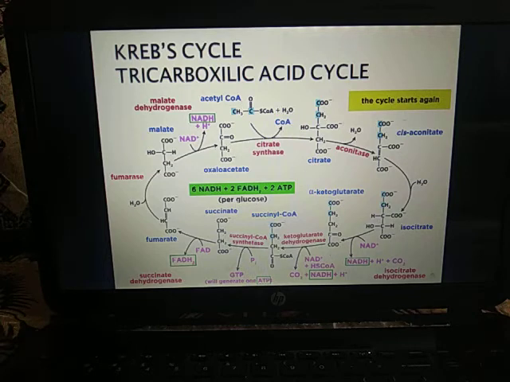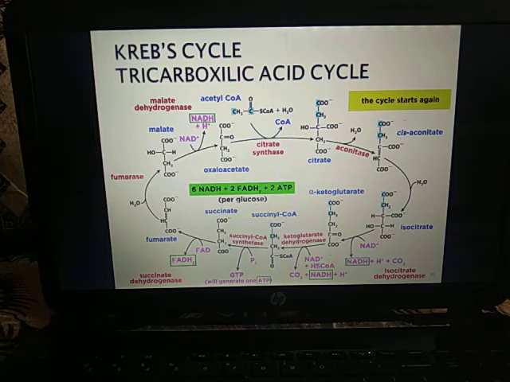Succinyl coenzyme A is acted upon by the enzyme succinyl coenzyme A synthetase, or thiokinase, to form succinate, which is a 4 carbon compound. The reaction releases sufficient energy to form ATP in plants or GTP in animals. GTP can form ATP through a coupled reaction.